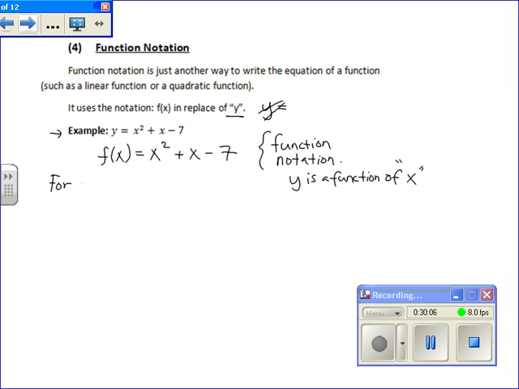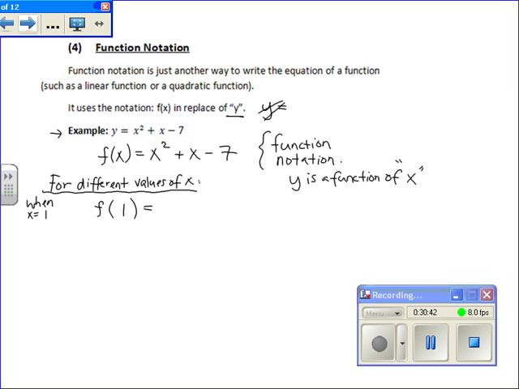So for different values of x, if we were just picking some values of x and substituting them in, we can write, instead of y is equal to and then just putting in a value of x, we'll say f of 1. I'm going to use 1 as an example. So this is just when x equals 1. I want to know what y is equal to. Function notation just lets us show very quickly what value for x I'm using.